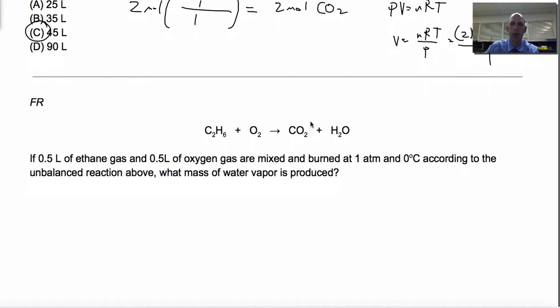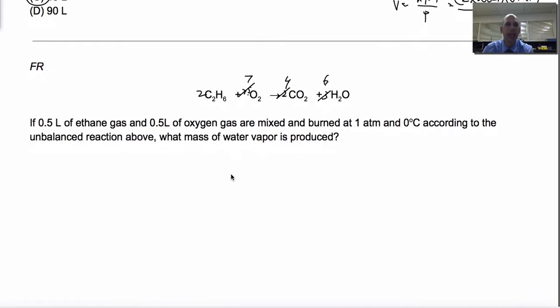For this problem, it's unbalanced. So I'm going to put a 2 here. Then I'm going to put a 3 here. But now I have 7 O's. So I have to put a 3.5 here and multiply everything by 2. So that's going to go up to 7, 4, 6. Okay. Now this is a limiting reactant problem starting with liters of oxygen.